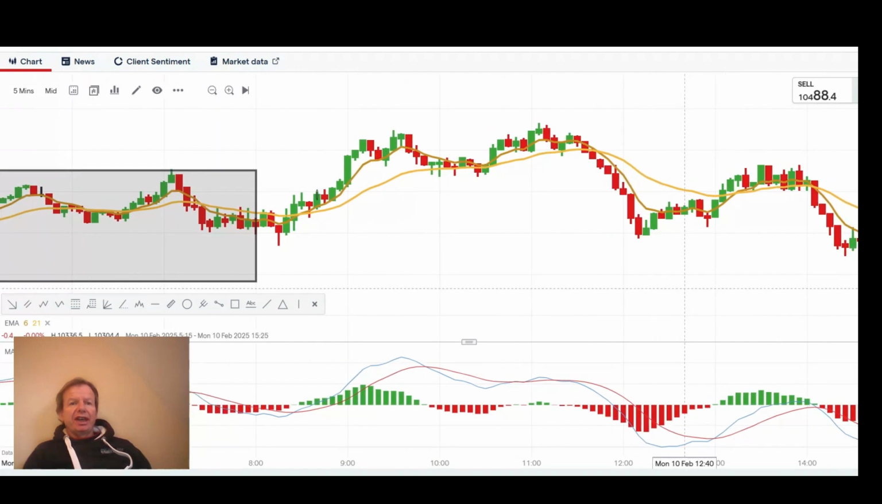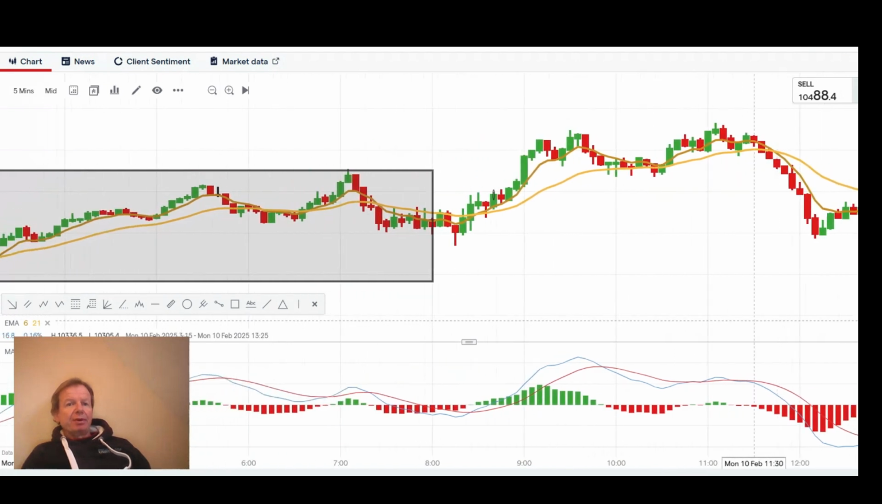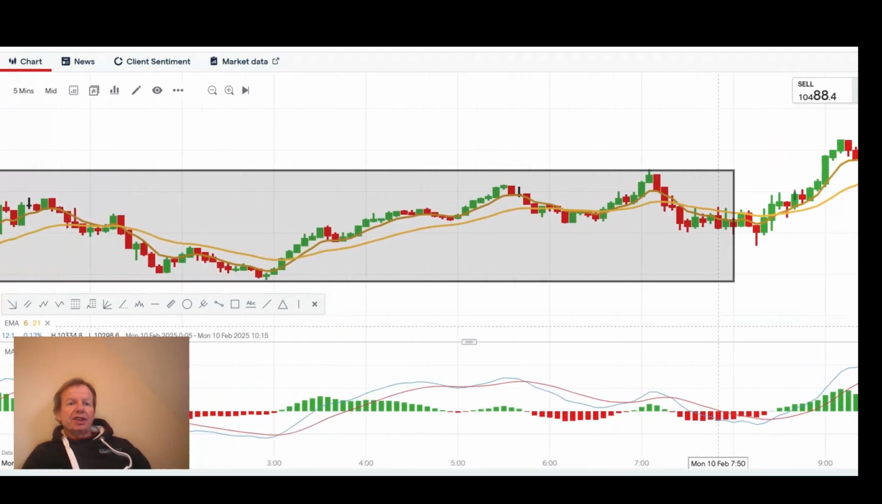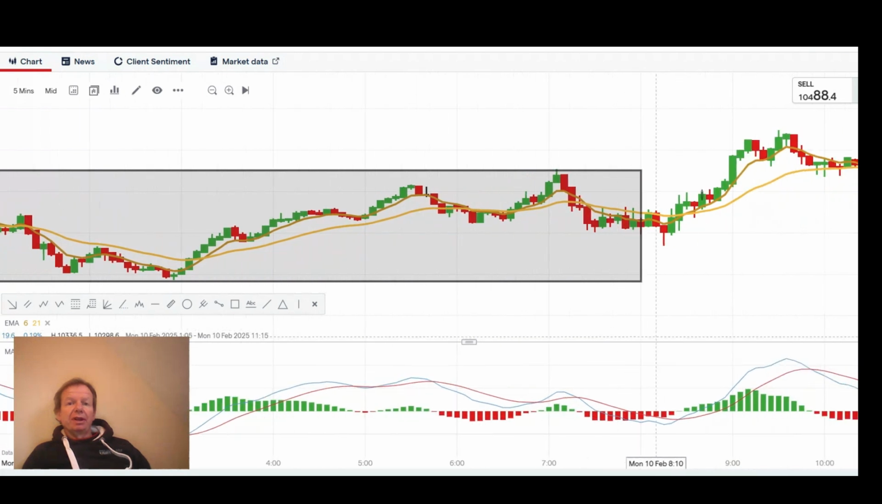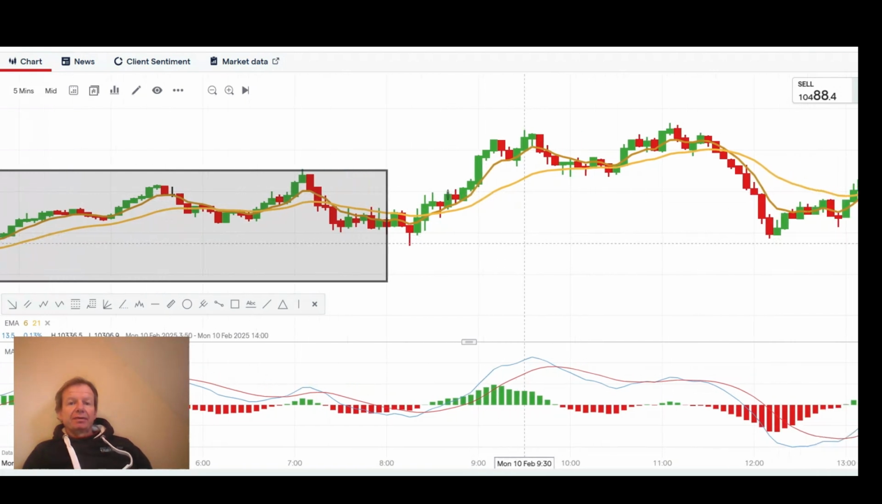So on the chart here, I've got a 5-minute chart, so each candlestick is 5 minutes, and it's on the Euro US. This greyed out box here is the Asian session, midnight to 8 o'clock in the morning. Then we've got two moving averages: the light yellow, which is the 21, and the brown, which is the 6 EMA. And at the bottom here, I've got the MACD. So basically when the 6 EMA goes across the 21, that would be a buy. When it goes below, it's a sell.